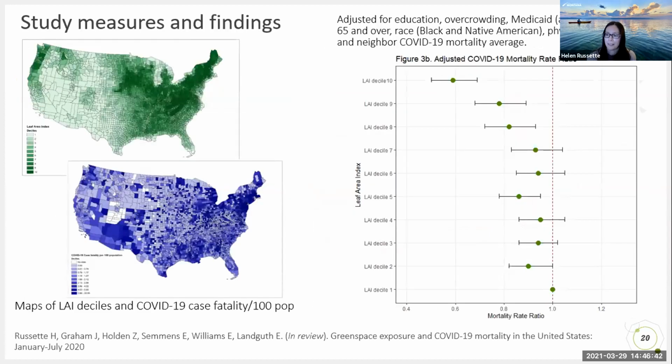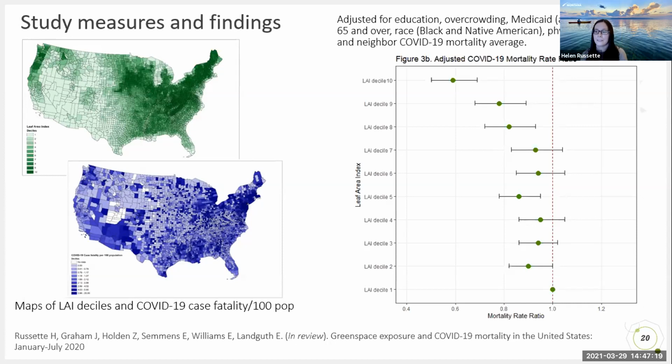And we did find an association, but I would like to orient you to the maps on the left. The map in the top left corner is leaf area index deciles, and that quantifies green space by counting the number of green leafy area layers. And so the denser greenness will often indicate more presence of trees. And the map below that is the COVID-19 case fatality per 100 population, again, organized by those deciles.